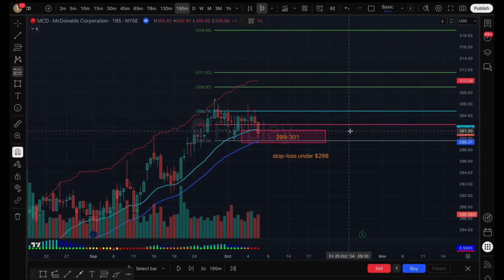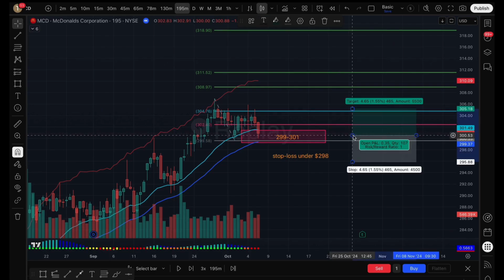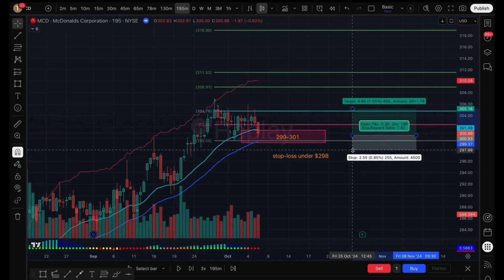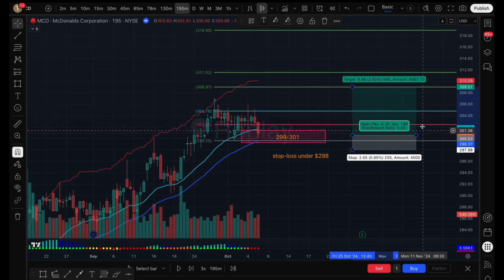Now, if you want to see how much you're actually risking, we're going to assume we get in here around 350. Stop loss is 298. Take profit. All right, so risking $1 to make $3.33. Again, I will happily take these odds. Trading is about probabilities, and risking 1 to make 3 for me is a great probability.